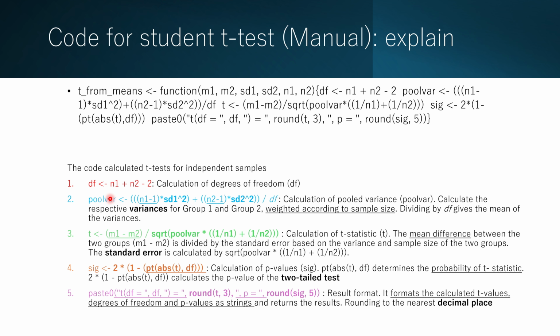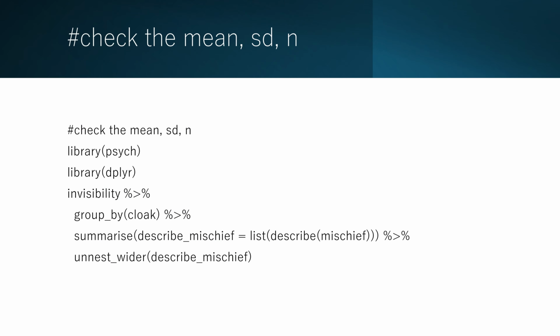So firstly, we calculate the degrees of freedom and the variance. And using this, we calculate the standard error. And using this standard error, we calculate the significance. And finally, we get the result.